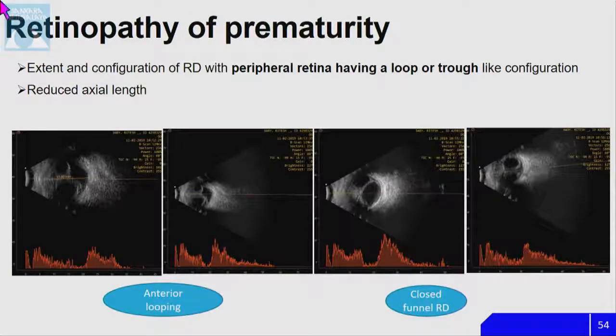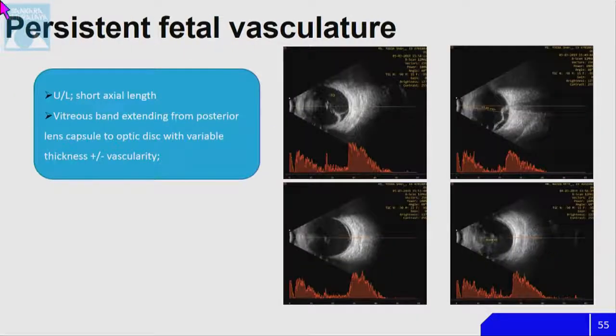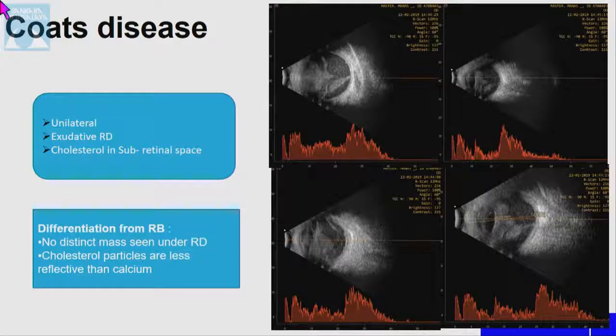So this is retinopathy of prematurity with the total closed funnel RD, and this is the peripheral anterior looping. This is a closed funnel RD. Persistent fetal vasculature consists of a band extending from the lens to the optic nerve head, and it causes a tractional RD in the posterior pole, usually unilateral, and the axial length is reduced.